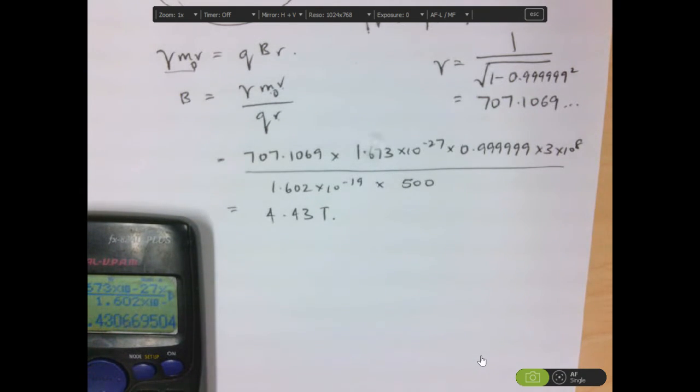And is that the correct answer? I can't find question 13. It says it's supposed to be 44.4 Tesla.